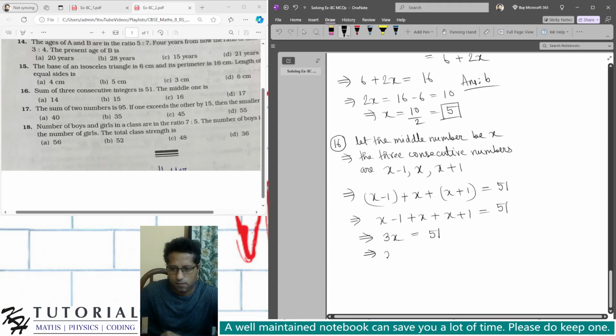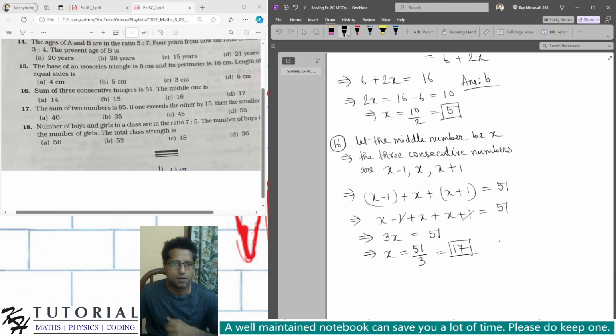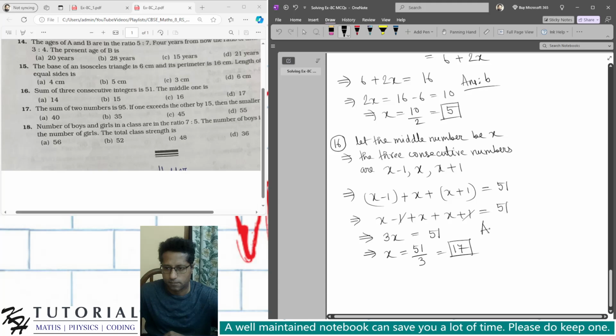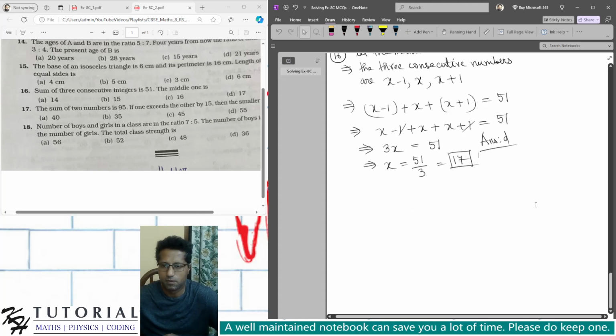Why is 3x equal to 51? Because minus 1 and 1 cancel out from the LHS. So x is equal to 51 by 3, which is equal to 17. So the middle number is 17, as we assumed the middle number to be x. The correct choice is D. Okay, let's do problem number 17.